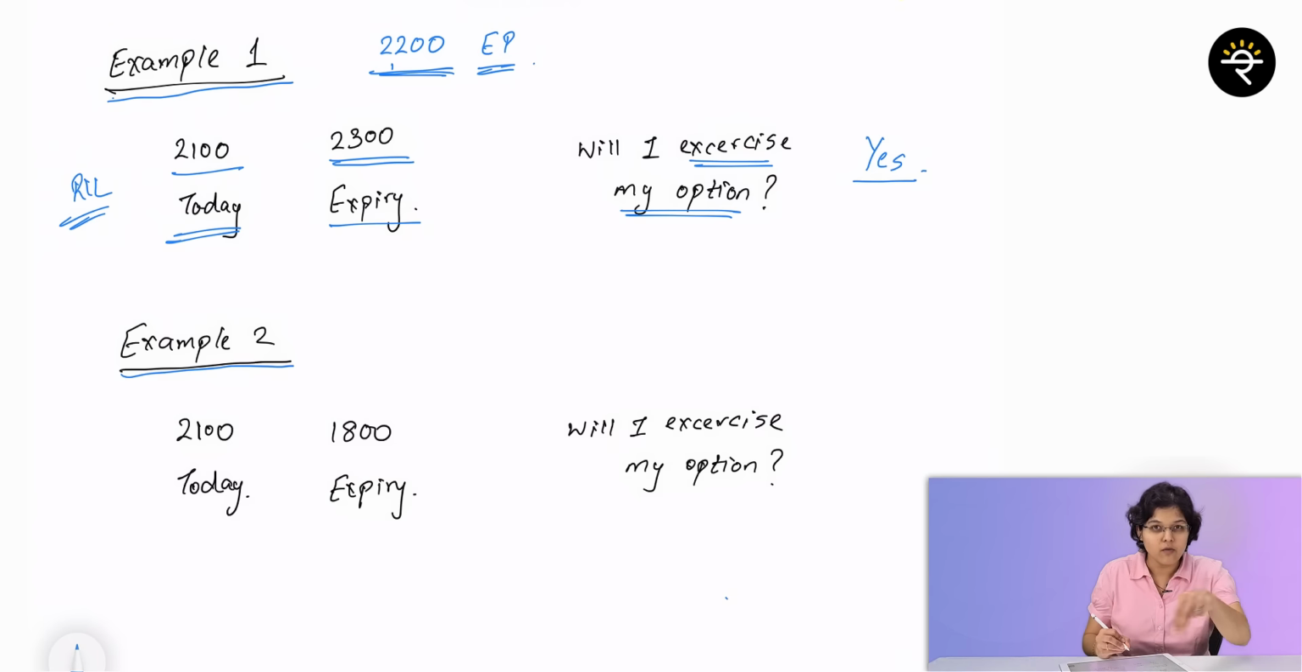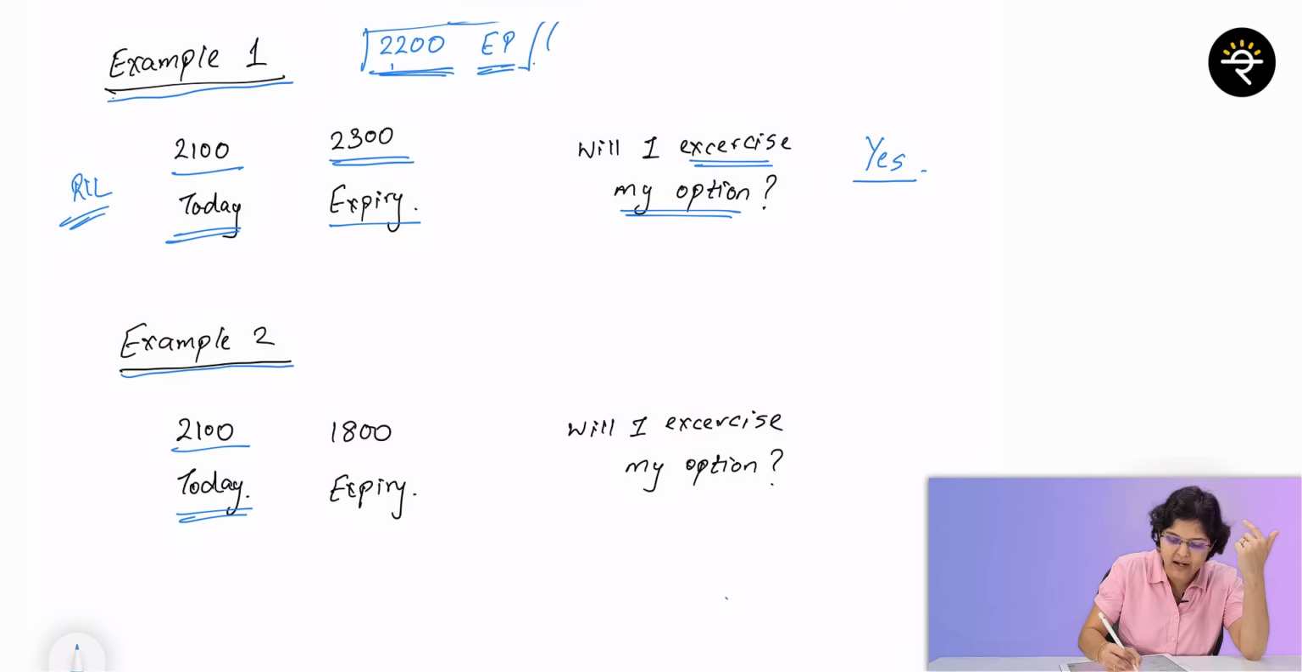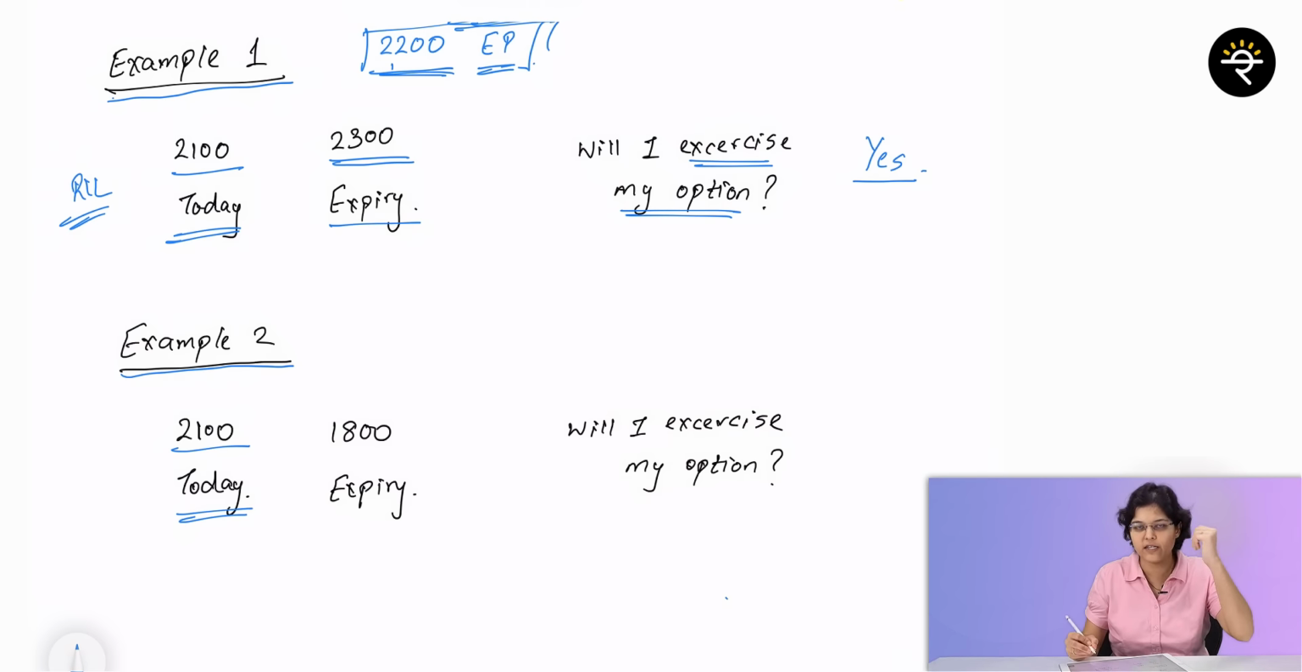Wait. First, let's move on to example number 2. Today the price is at 2100. And what was my thought process? The thought process was that it will reach at least 2200 on the expiry date. Okay, what happened? It went down. It went down to 1800 on expiry.